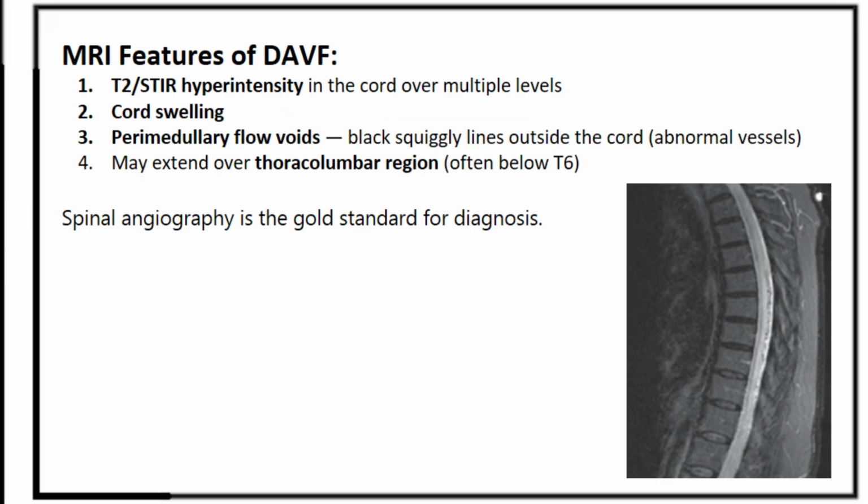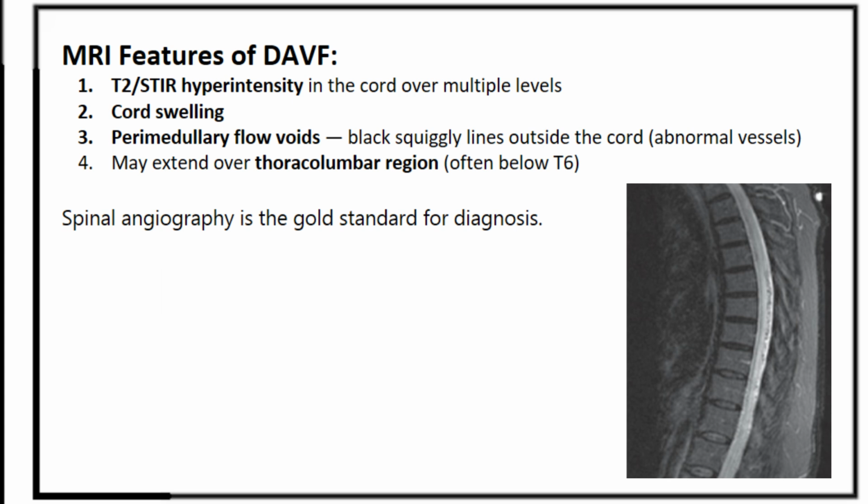There is also a cool mnemonic for dural arteriovenous fistula symptoms, and they include WAGS: weakness, ataxia, gait trouble, and sensory loss. There are certain MRI features of DAVF, and they include: 1. T2 or STIR hyperintensities in the cord over multiple levels. 2. Cord swelling. 3. Perimedullary flow voids, which are black squiggly lines that are outside of the cord, and these are abnormal vessels. And lastly, it may extend over thoracolumbar regions, often below T6.